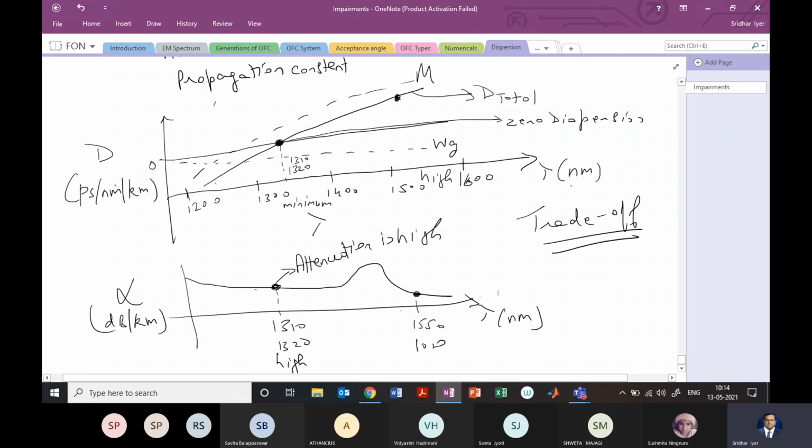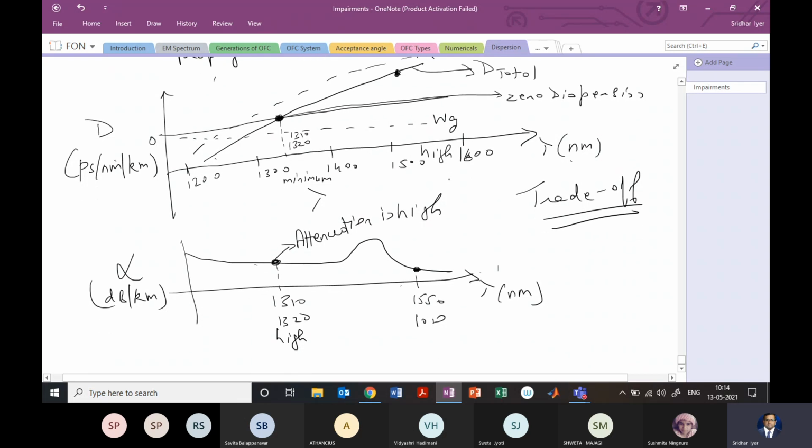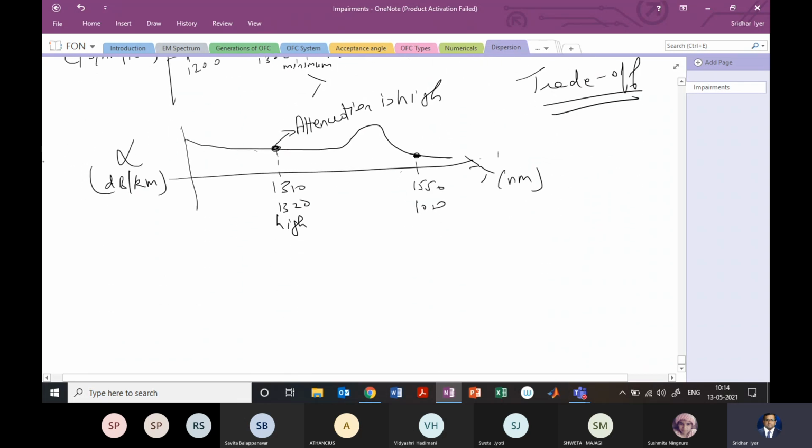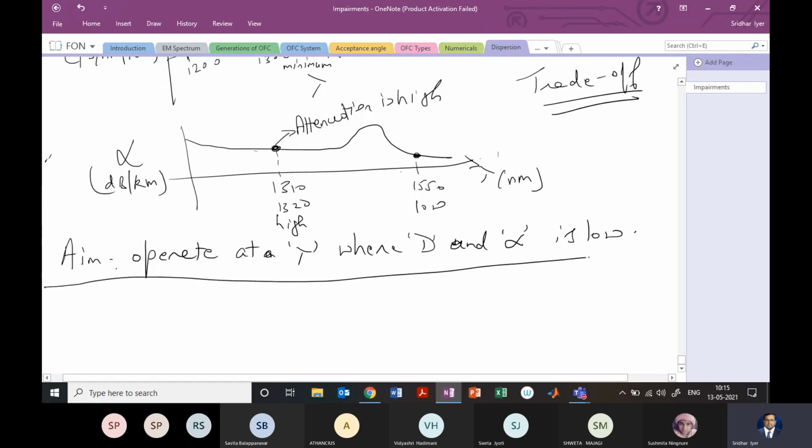So then there is a trade-off there, and what exactly is to be done, that is something that we need to look at. But the aim is very clear to understand: the aim is to operate at a wavelength lambda where dispersion and attenuation are low. That is what we want. Okay, so that is our aim, and there are techniques, there are fibers which help us do that.